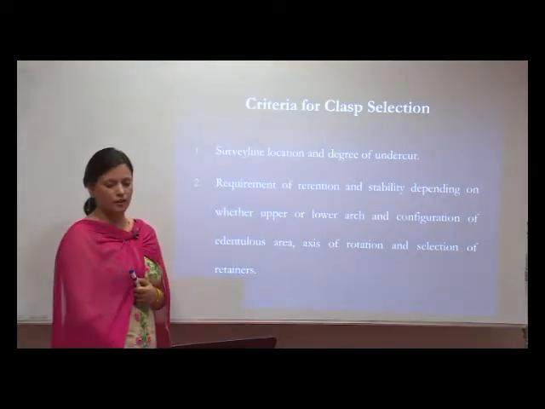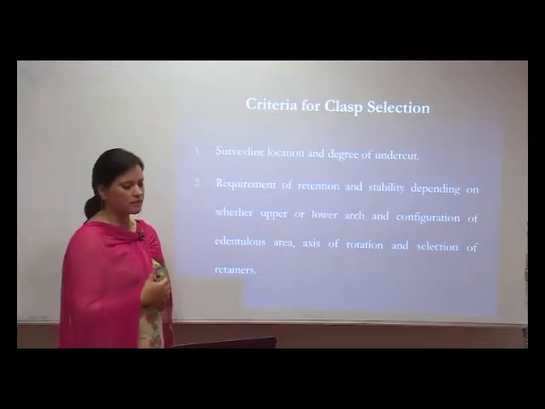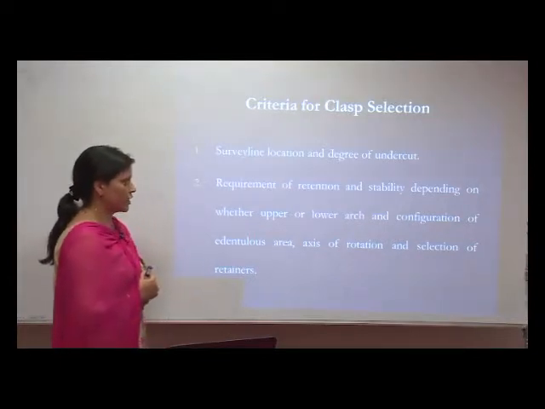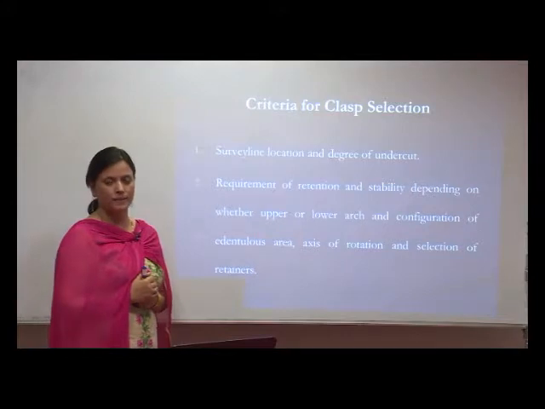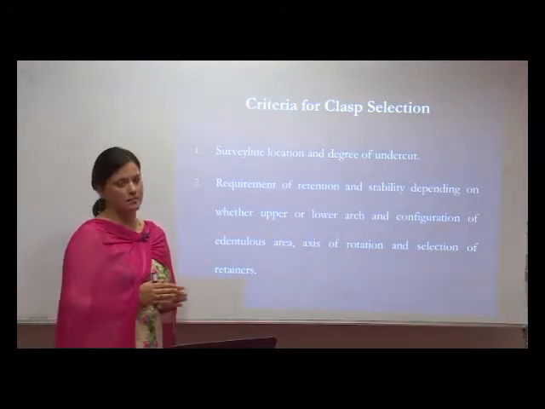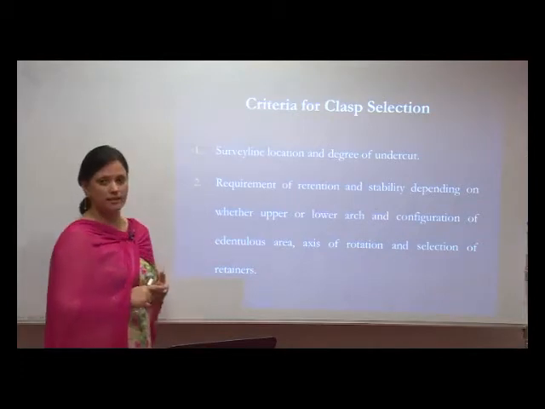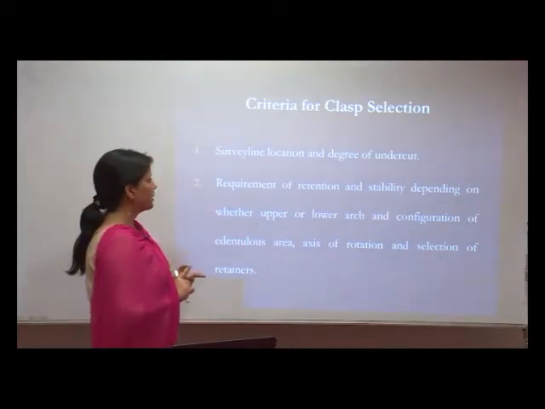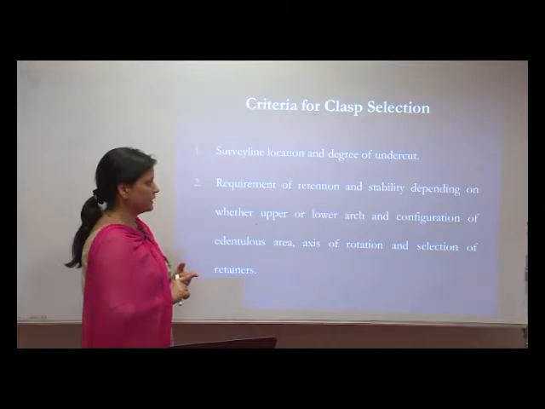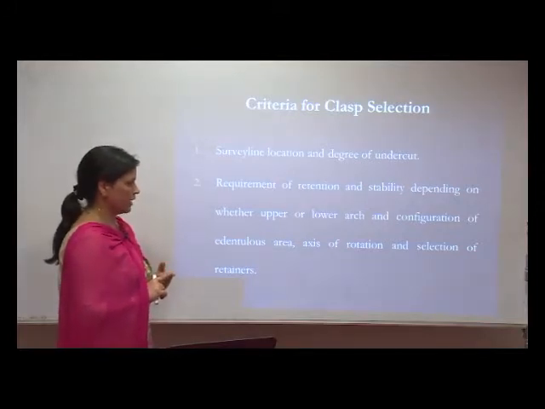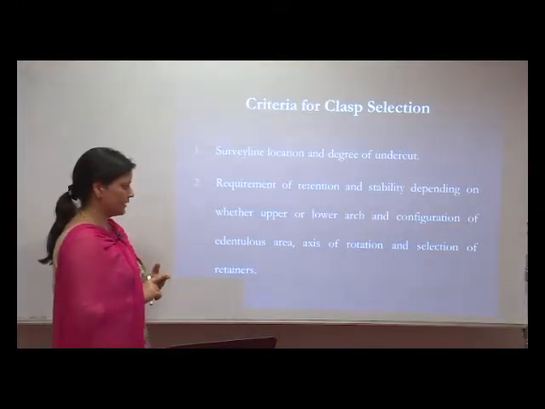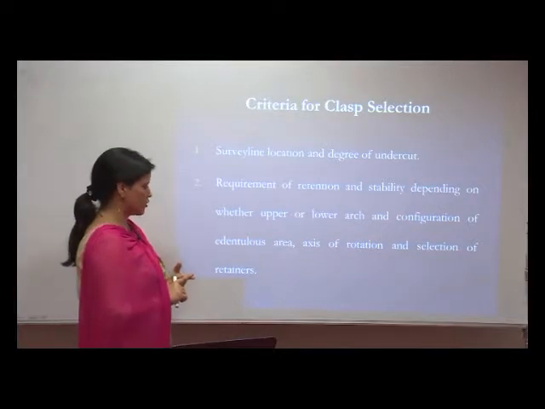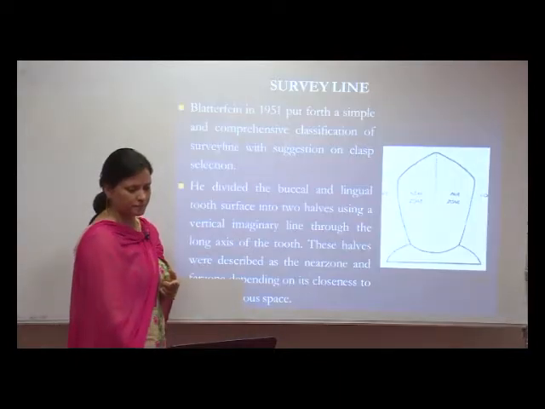Coming to criteria for clasp selection. The first criteria is survey line location and degree of undercut. These are the two most important criteria to select the clasp. First is the survey line and other is the degree of undercut. Requirement of retention and stability depending upon whether the upper or lower arch, and configuration of edentulous area, axis of rotation and selection of retainers.